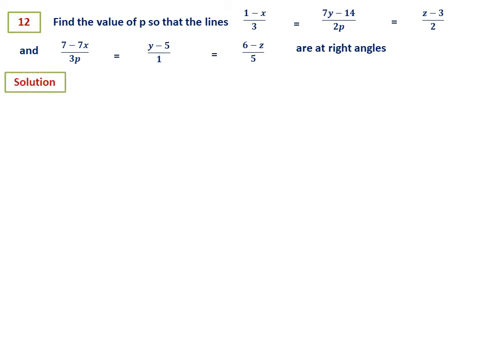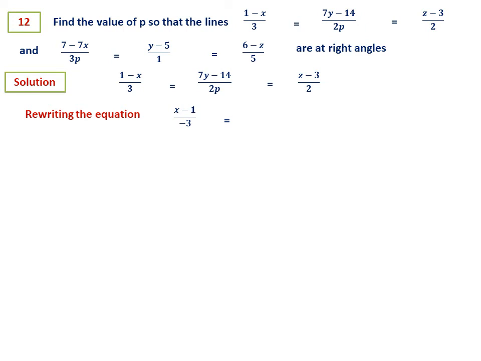So now here the problem is this. Look at the given equation. First equation, (1 minus x) by 3 equal to (7y minus 14) by 2p equal to (z minus 3) by 2. So it is not given in the standard form. Standard form is actually (x minus x1) by a. X should be first. (y minus y1) by b. Y should not have a coefficient. It should be 1. Z minus, of course, it is in the standard form. First you have to rewrite the equation. This is the first important step. So what you have to do is, look here, (1 minus x) by 3 can be written as (x minus 1) by minus 3, interchanging the sign.